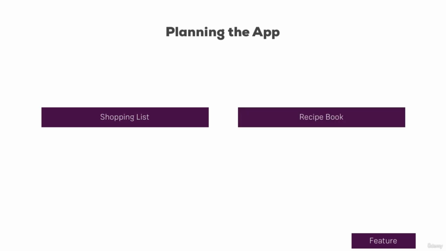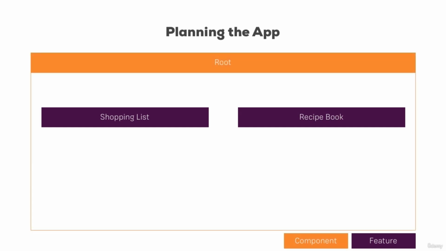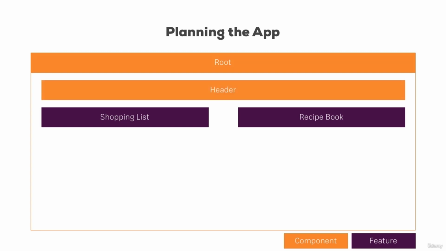Well, we're going to have a shopping list and a recipe book section, as I said, managing either our single ingredients we need to buy or, in the recipe book, our whole recipes. Which components will we need for this? Obviously, a root component holding our overall application, the app component. Every Angular app has this. Then, since we have two sections, it probably makes sense to have some kind of header component where we can navigate between these two sections.